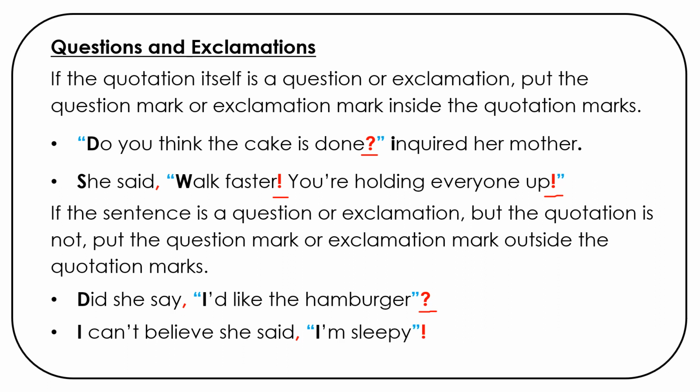I can't believe she said, "I'm sleepy"! So this person is upset that the other person said, "I'm sleepy." So the exclamation goes on the outside. The person who said, "I'm sleepy," wasn't yelling. The person who's saying she can't believe it is the one who's using the exclamation point.